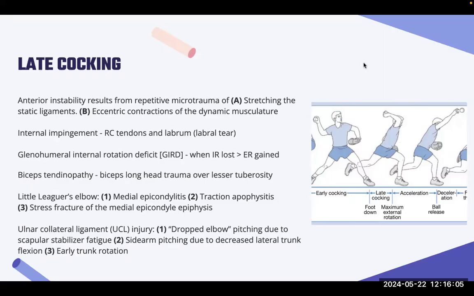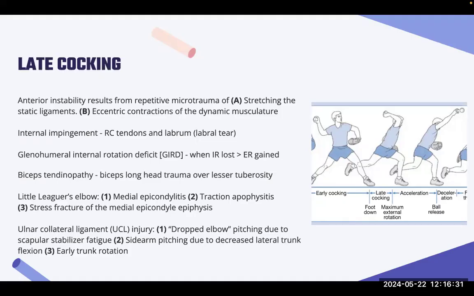So what are some things that can happen? One is anterior instability, and that is really just repetitive microtrauma from stretching the ligaments and doing an eccentric contraction of the musculature. And as we know, the eccentric contraction generates the highest force on those structures. And so repetitively doing that can start to cause some instability. Well, we can certainly see impingement because of the rotator cuff and even the labrum.